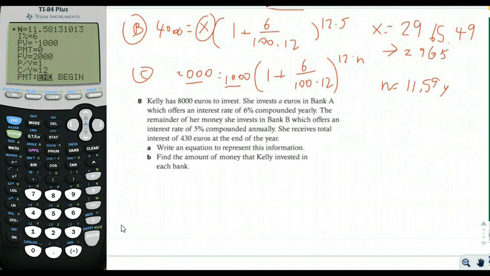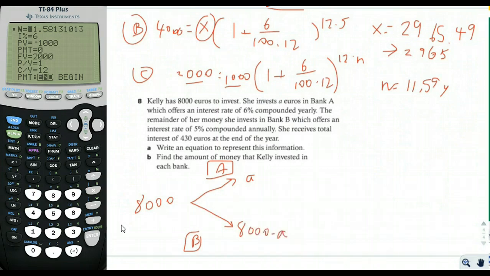Okay, this is kind of a complex problem. So Kelly has 8,000 euros. She invests A in Bank A, and the remainder goes to Bank B. So the remainder would be 8,000 minus A, right? So the present value of Bank A would be A, and the present value of the other bank would be 8,000 minus A. Okay, what else do we know?